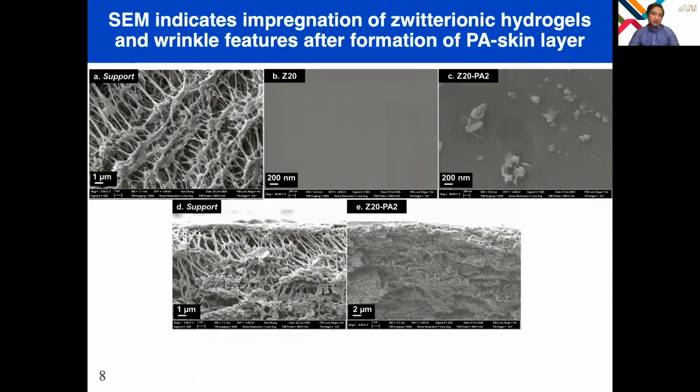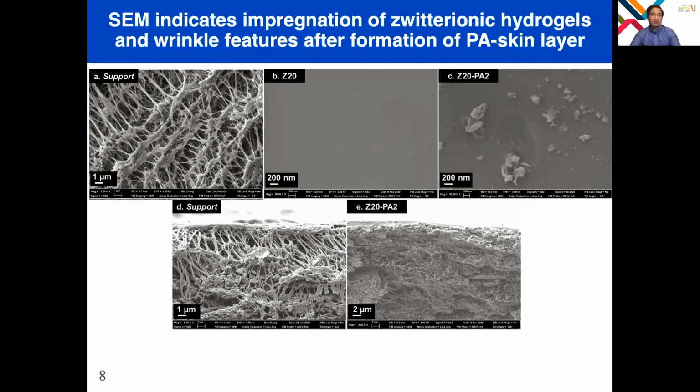The surface and cross-section morphology of the membrane was also examined by scanning electron microscopy. The top row is the surface SEM images of the support, the Z20 and the Z20PA2 membrane, while the bottom row is the cross-sectional SEM images of the support and the Z20PA2 membrane. As you can see here, the support exhibits porous structure, while the Z20 membrane shows smooth surface because of the hydrogel.